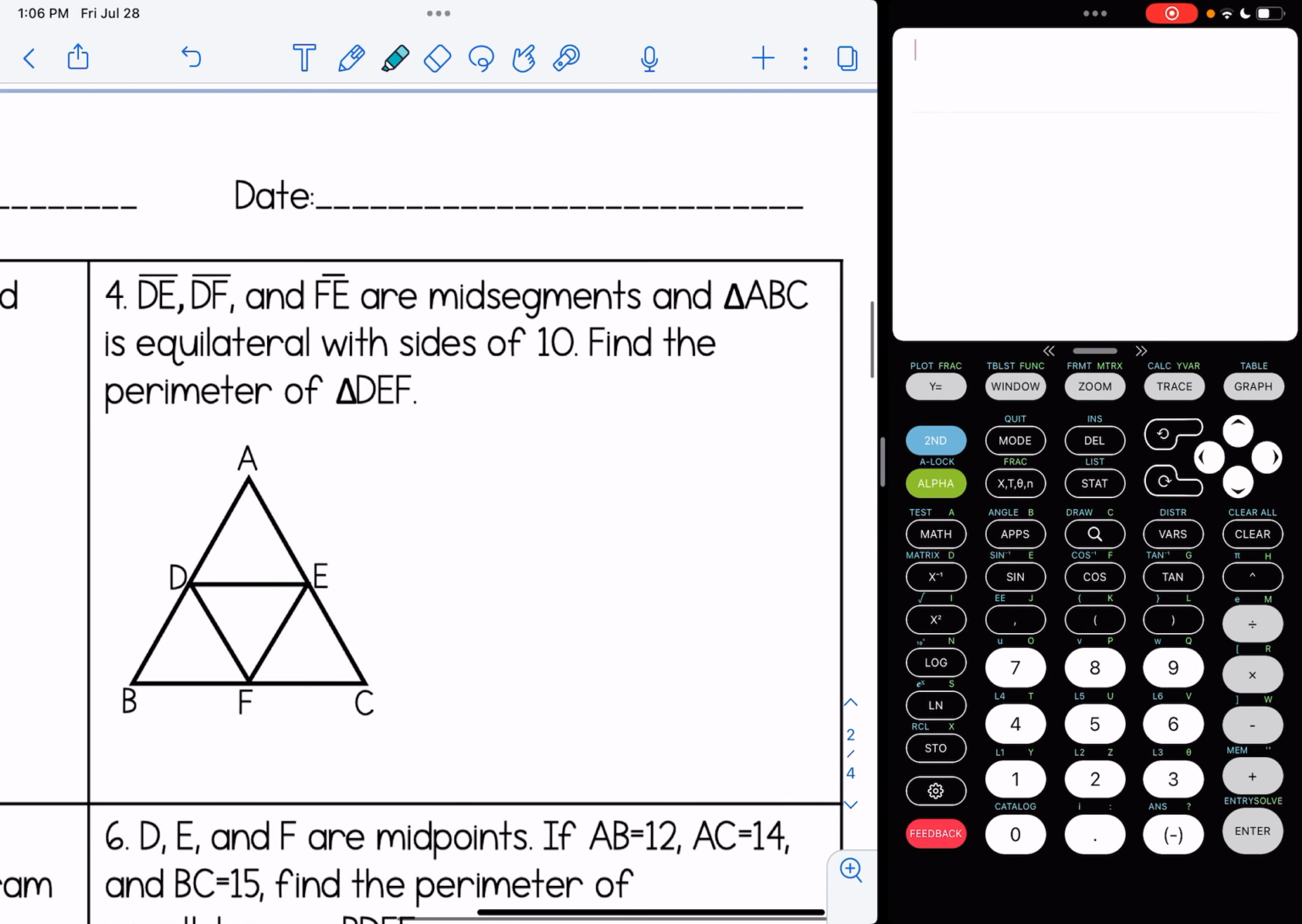Number 4, we have all 3 midsegments drawn here. Triangle ABC is equilateral with sides of 10. Okay, so I'm going to go in and label these sides as 10.